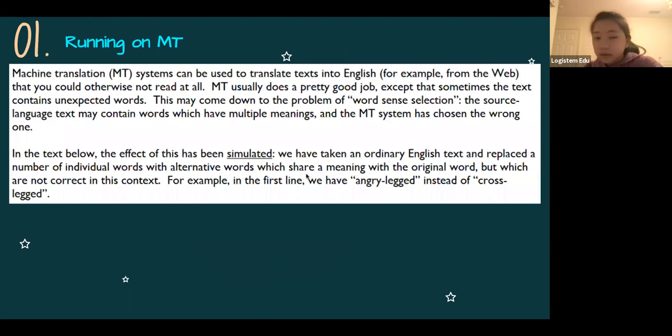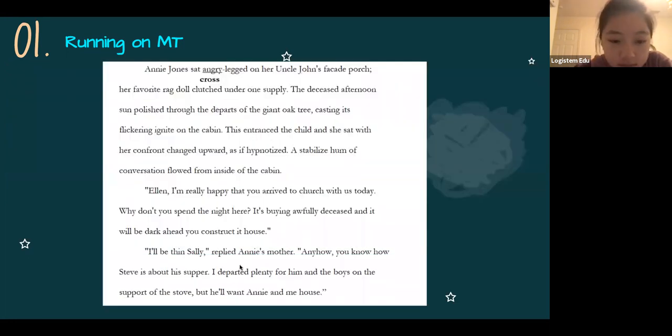So our first problem is running on MT. MT is machine translation, and you can just read this summary, I guess. Basically, here are paragraphs where certain words are translated wrong. For example, Annie Jones sat angry-legged, and it shouldn't be angry-legged, it should be cross-legged, and the machine made that mistake. So you want to find the 20 mistakes that are here. Some of them are repeated and you would write them twice.